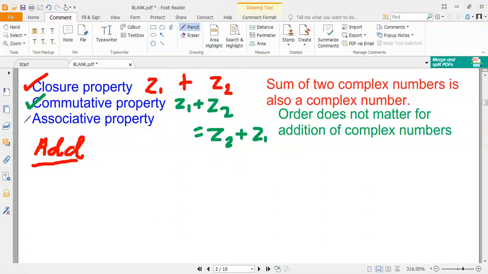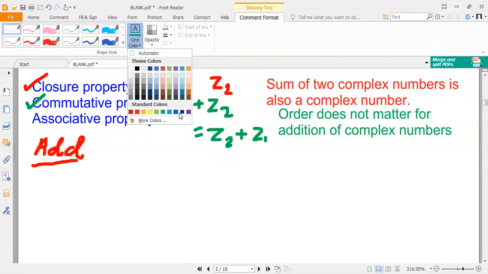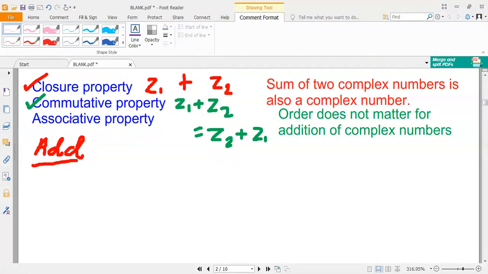Now, the final property. The final property is associative property. Again, this is also a very simple property. All it says is, if I take a color purple, if I talk about associative property, what it essentially talks about is three numbers, right? So closure property takes into consideration two complex numbers. See, you have Z1 plus Z2. So in the explanation of this property, you are using two complex numbers, Z1 and Z2.